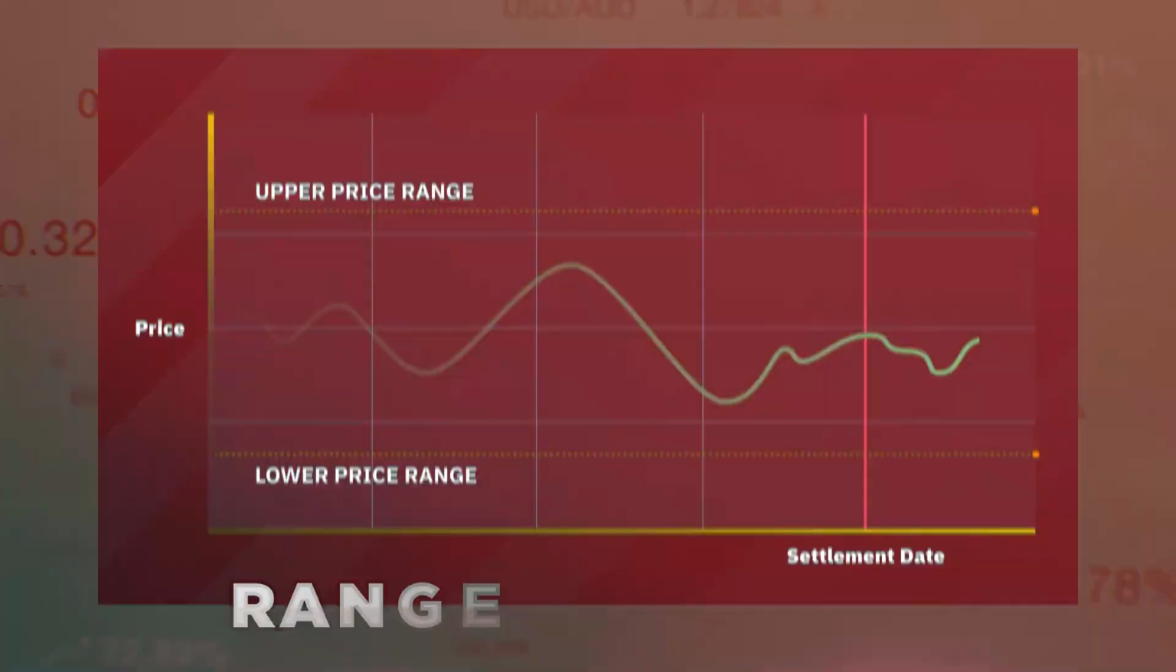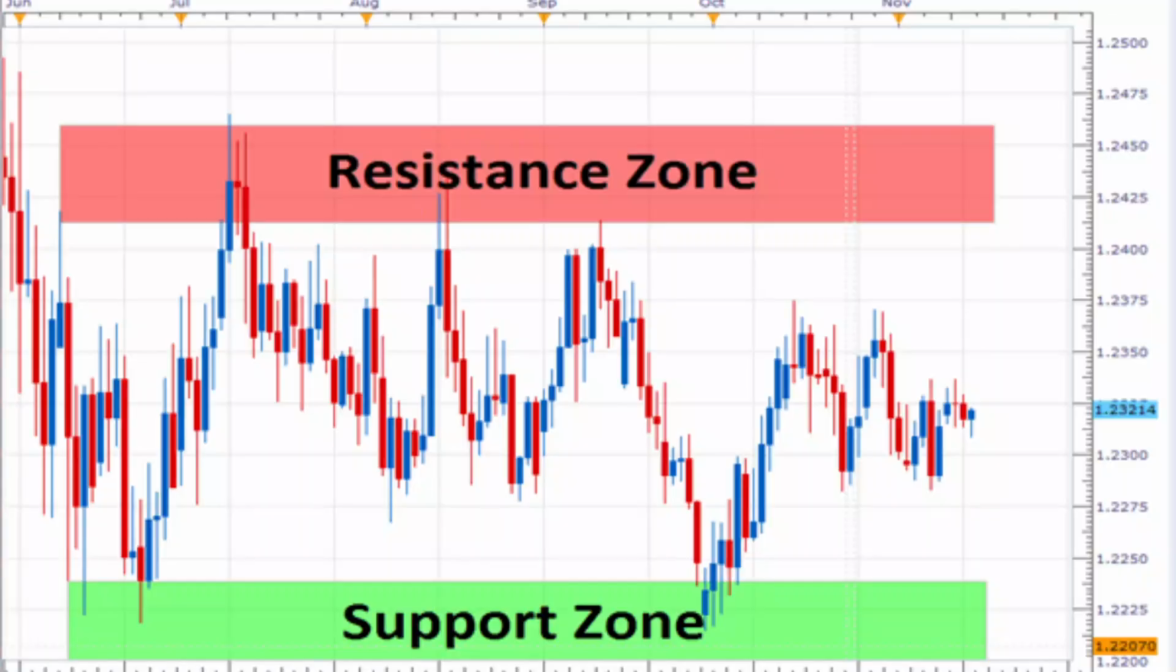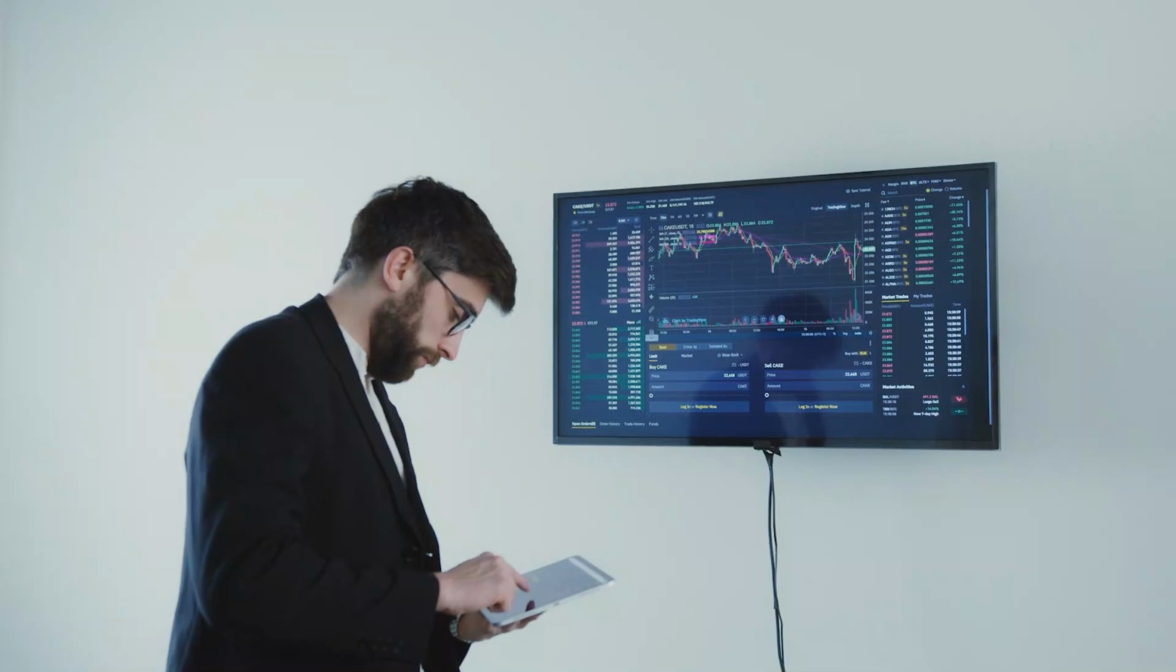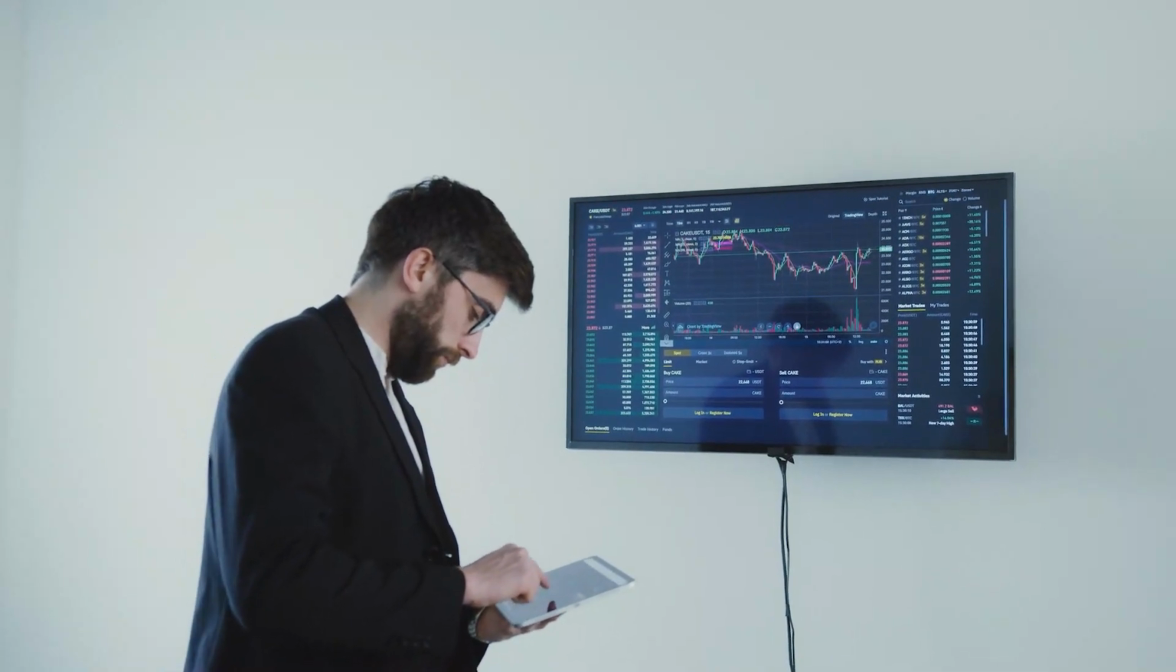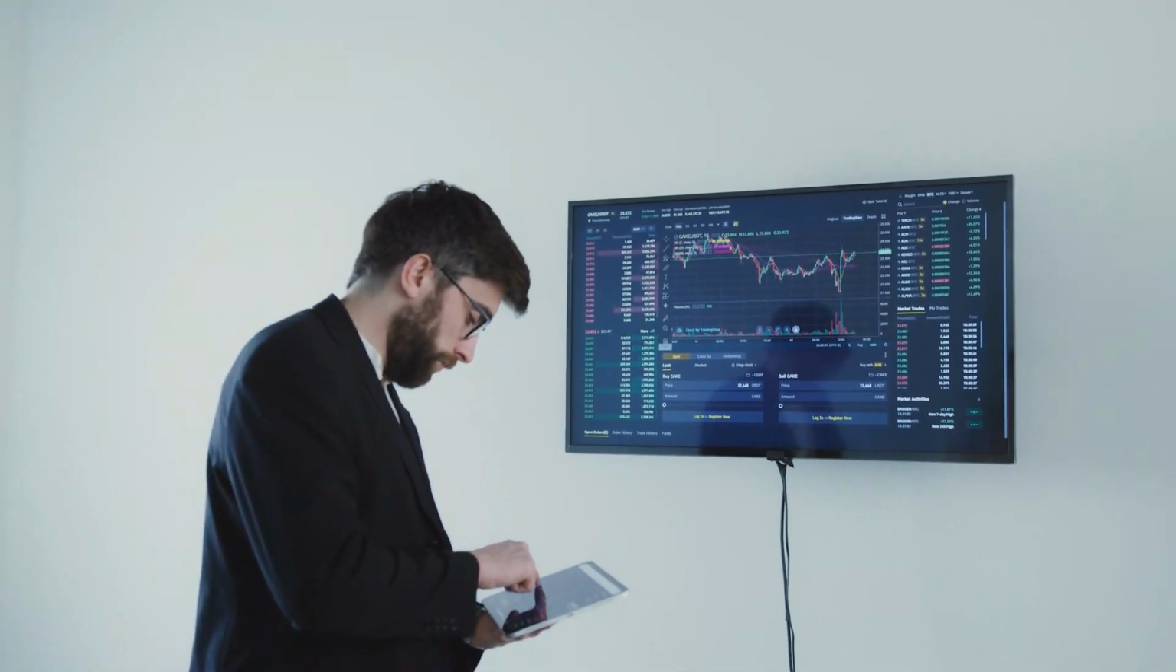The second type of market condition is a range-bound market. Now, in this type of market condition, there's no clear direction. There's no clear bullish direction or clear bearish direction. And as a matter of fact, price is moving within a range. Usually, traders who trade in this type of market condition are using support and resistance to get the best entries possible so that they can profit in this type of market condition.